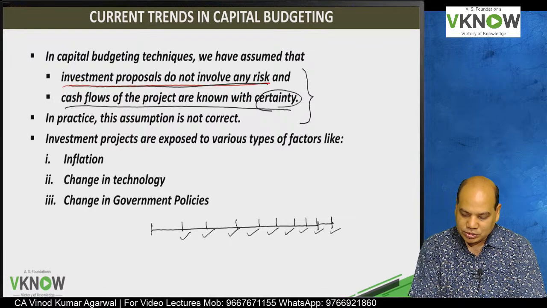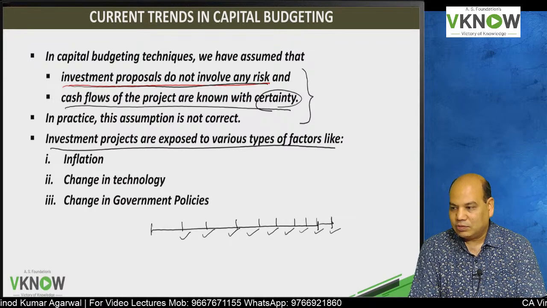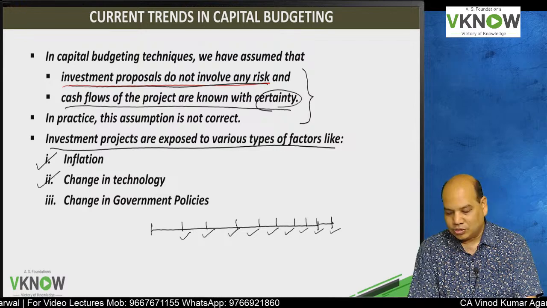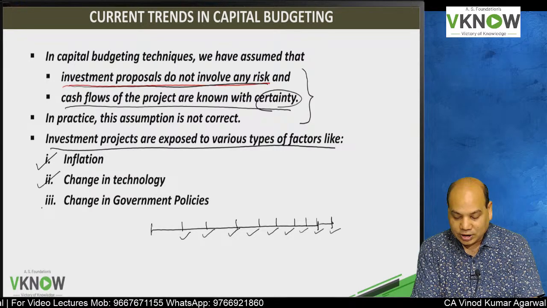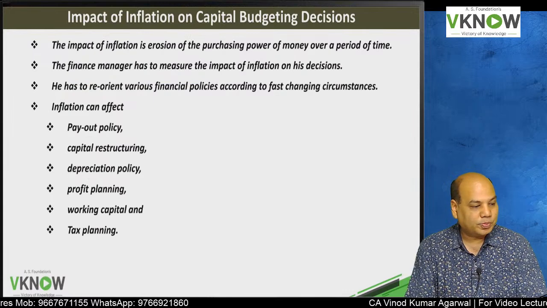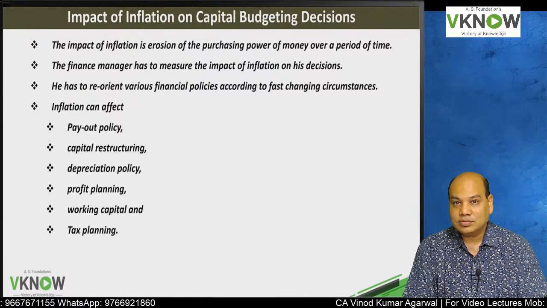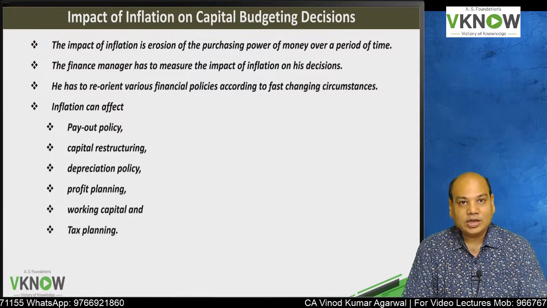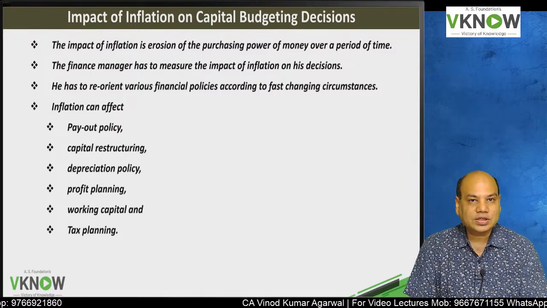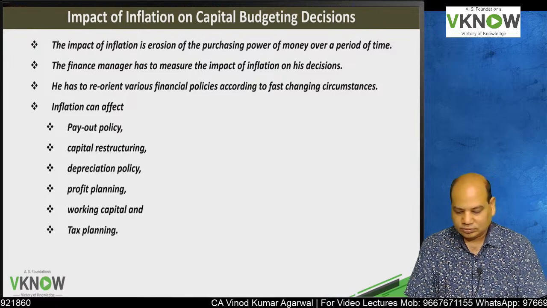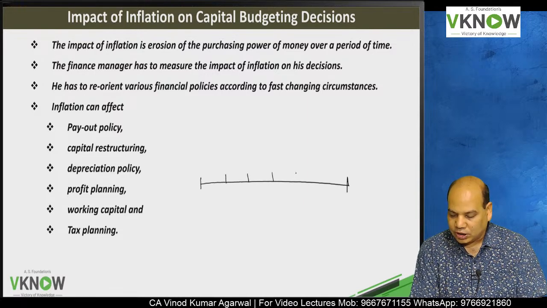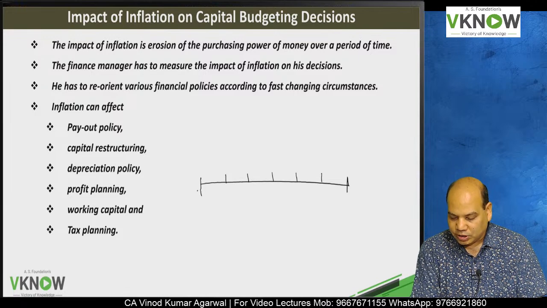In a real life situation, whatever assumptions we make, they will change, because there can be inflation, there can be change in technology, there can be change in government policy, there can be change in competition, there can be a substitute product available, taste, fashion, custom can change, and that may affect all your projections. First, today we are going to discuss the role of inflation in capital budgeting. Inflation affects capital budgeting because all your future cash flows which you project today can get affected.